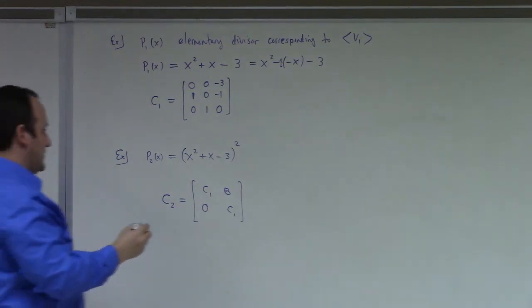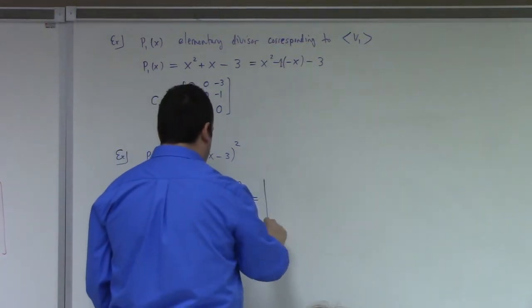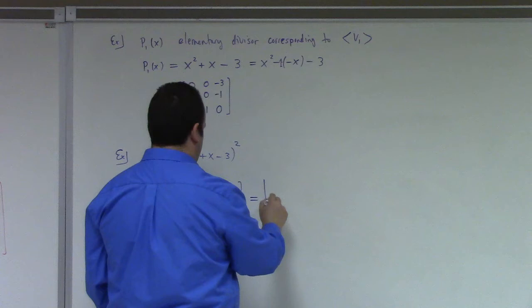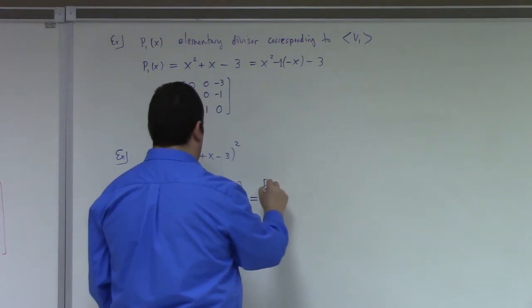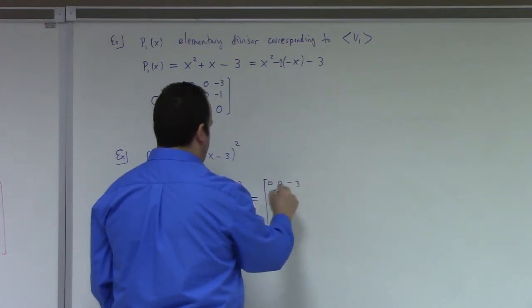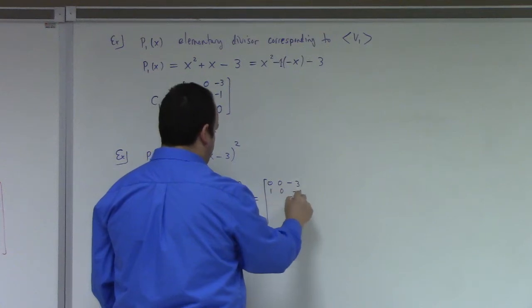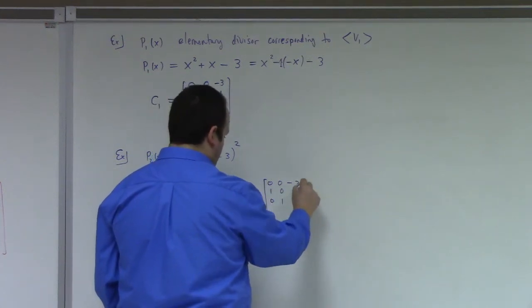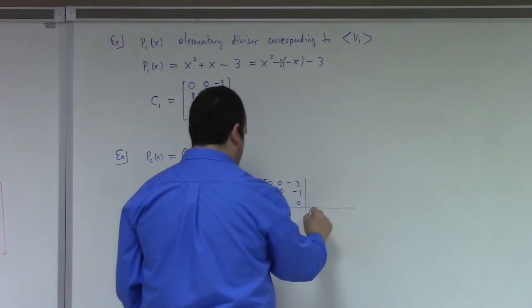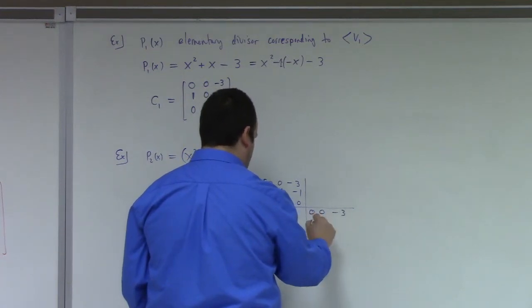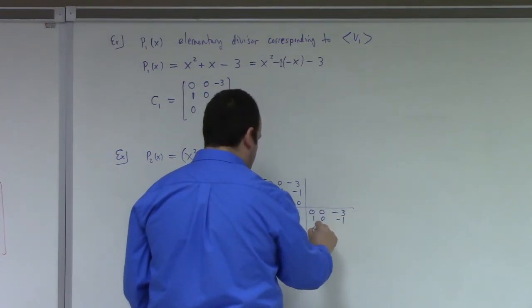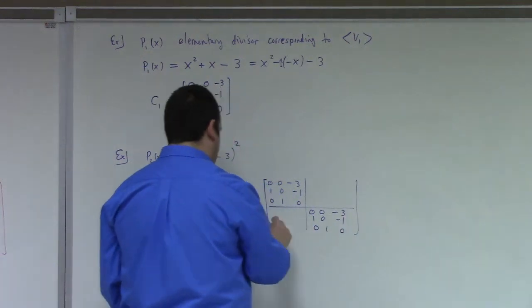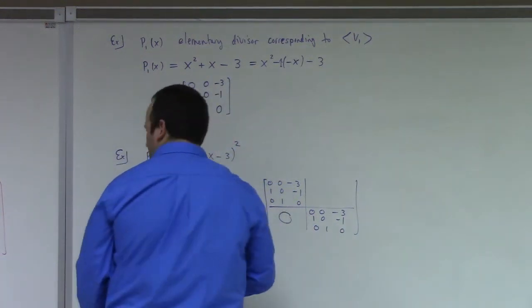And just to be more explicit, this is a what by what, oh goodness gracious, 6 by 6. So it's 0, 0, minus 3, 1, 0, minus 1, 0, 1, 0, 0, 0, minus 3, 1, 0, minus 1, 0, 1, 0. Zeros down here.